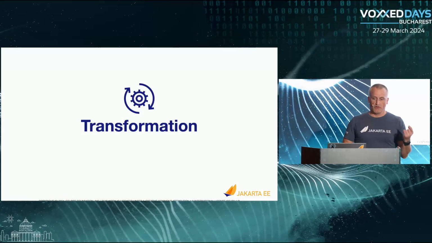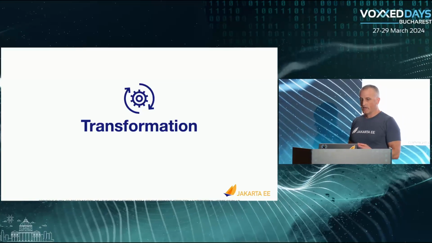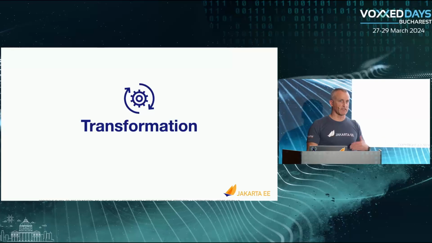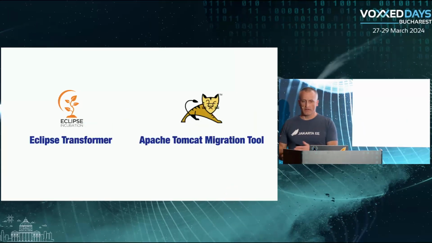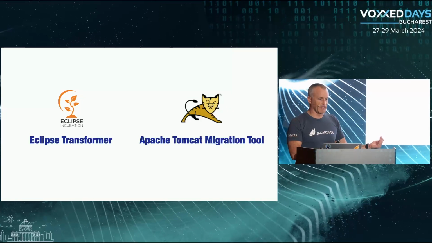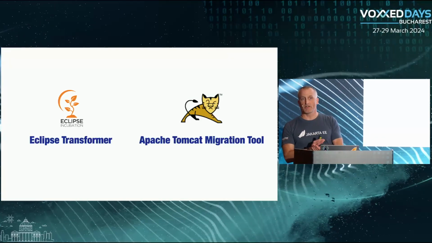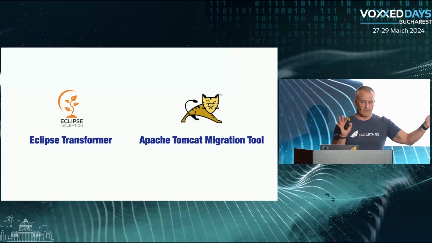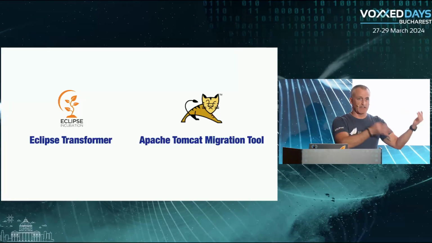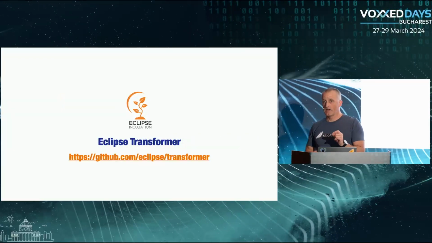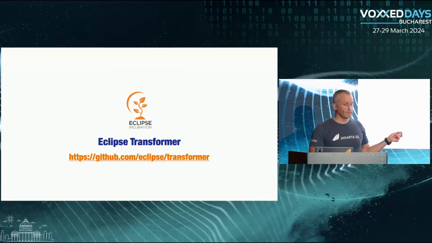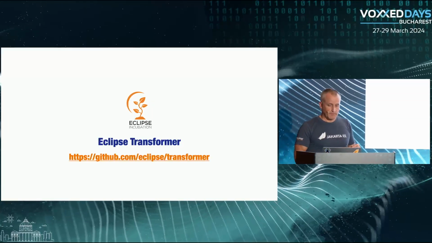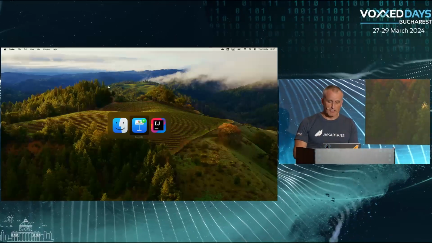Luckily, there is a tool category called transformation, or there are several tools. Transformation is taking the bytecode and just transforming the namespaces for you. There are a couple of tools that we developed around the Jakarta EE 9 era, and that is the Eclipse Transformer and the Apache Tomcat migration tool. Both these tools will take a jar or war or whatever you have, your dependency, and take the bytecode and translate the namespace for you. And in this demo, I'll use the Eclipse Transformer. You can download it from GitHub. It's a jar file, but it can also be used as a Maven plugin.